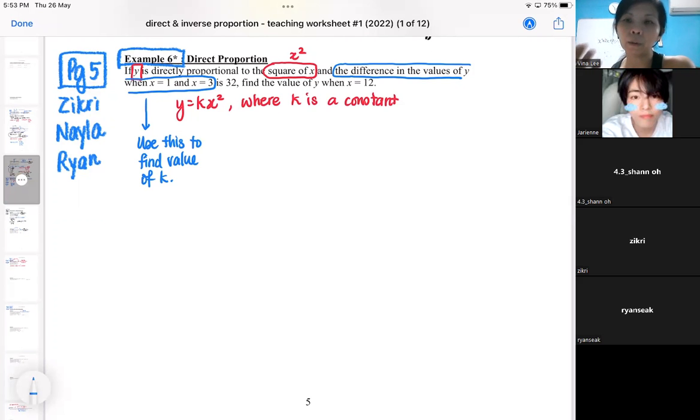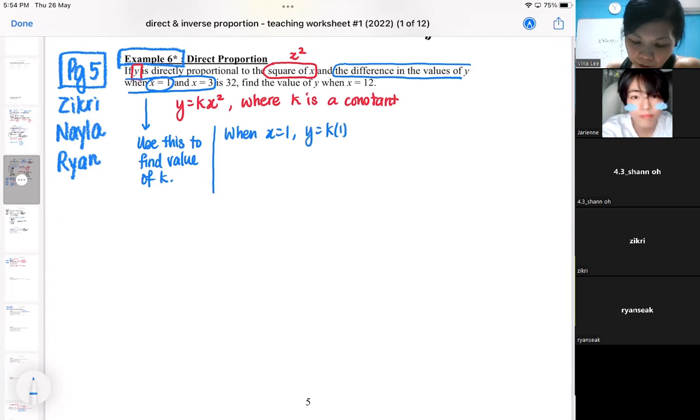So you've got to break down the language: the difference in y value. Difference means you are subtracting the y values, and the y values correspond to x equal to 1. So you've got to digest it this way. There are two y values that you're supposed to investigate, and these two y values are meant for you to subtract. So when x is equal to 1, what is the corresponding y value? Put it back into the relationship. You get y equal to k.